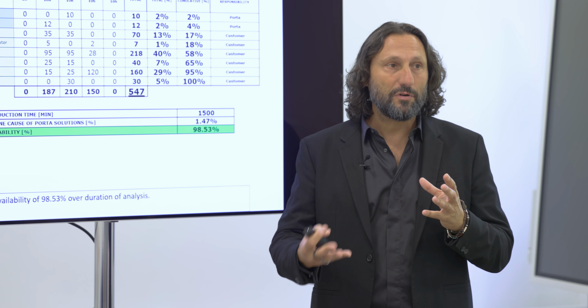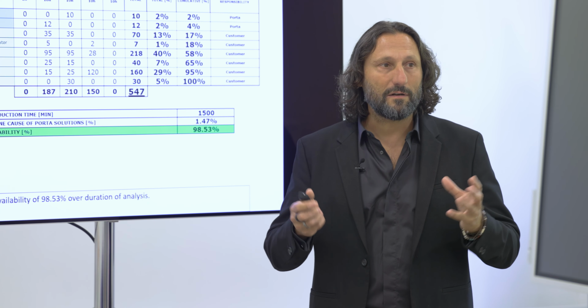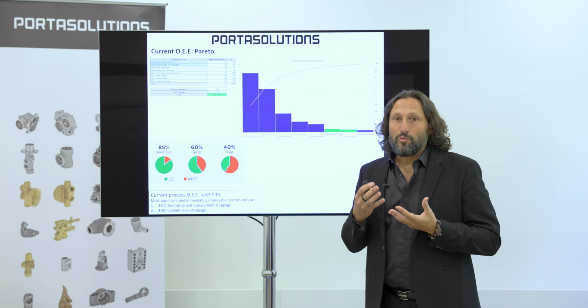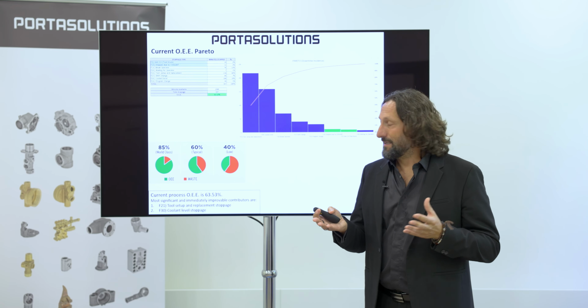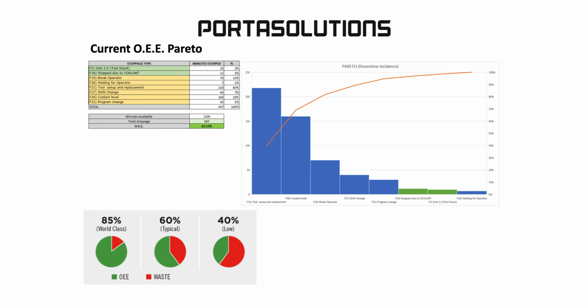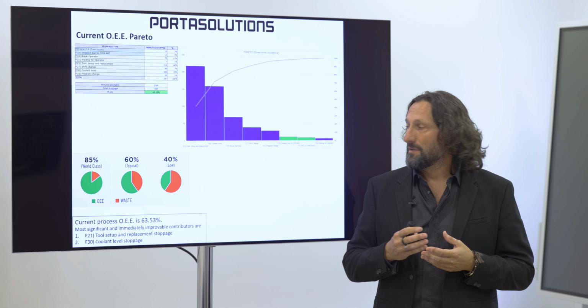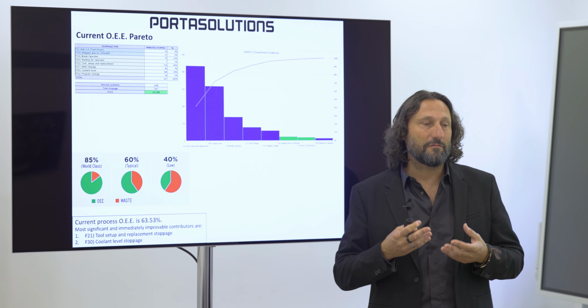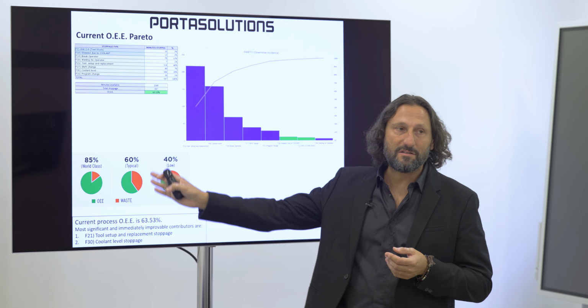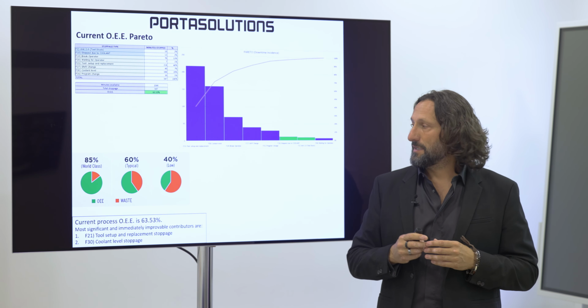So we need to go deeper and try to understand what the losses of production are, and where they are. In this case, after reading all the data, we have an OEE of 63.53%. As you know, 85% is a world-class manufacturing target, 60% is typical in manufacturing companies, and 40% is very low and not acceptable. So in our case, we are starting from 63%, a typical situation on average.